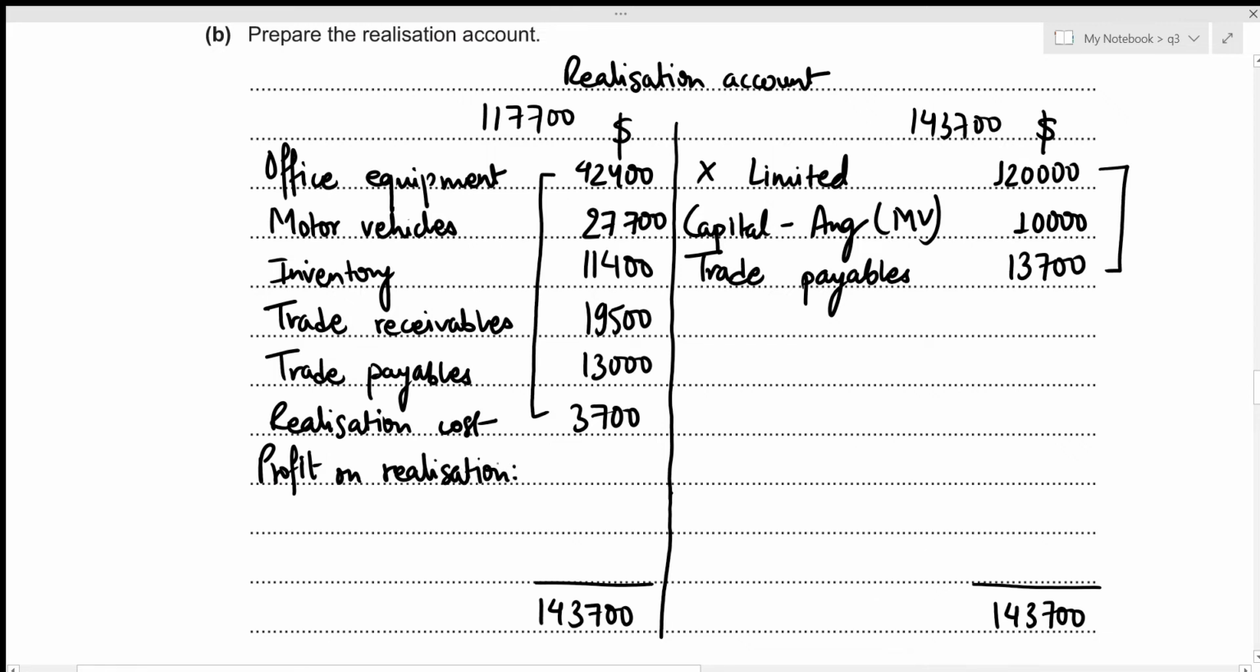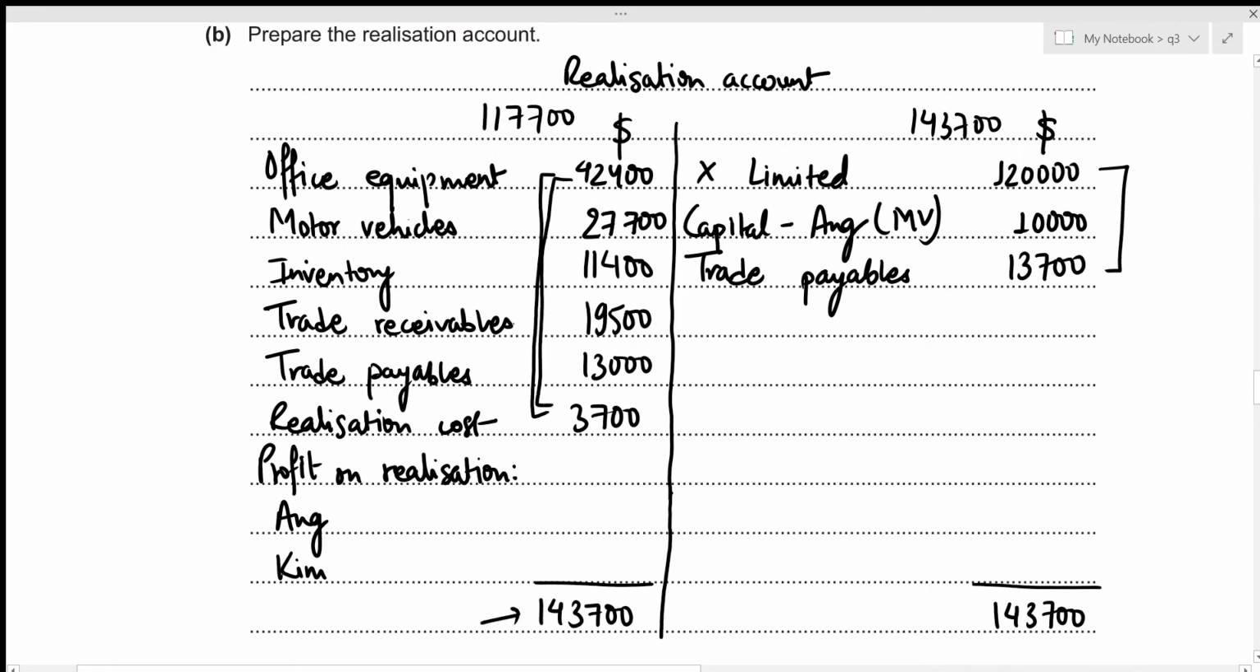But if our balancing figure were to be on the credit side, that would have resulted in a loss on realization. And this profit on realization should be shared among the partners, Ang and Kim. Okay, firstly, let's figure out the total profit on realization. That's just the difference between these 6 amounts and the total amount.